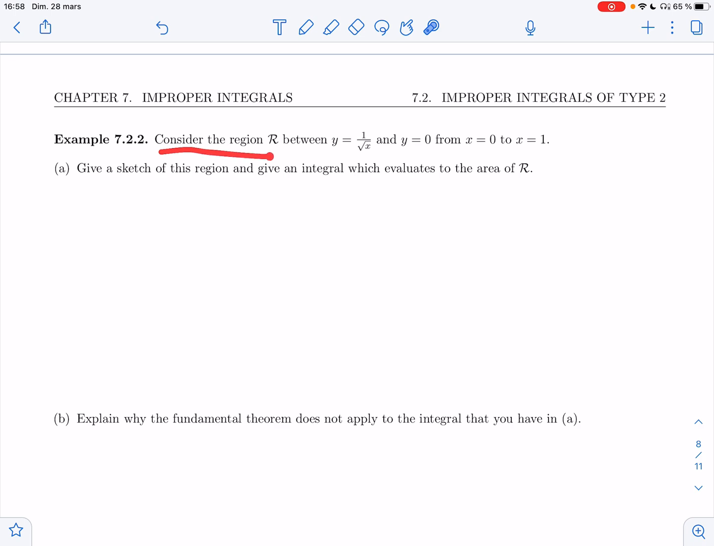So consider the region between y equals 1 over root of x and y equals 0 from x equals 0 to x equals 1. All right, so give a sketch of this region and give an integral which evaluates the area. All right, let's find the intersection points. I have y, which is 1 over root x, should be equal to 0. If I multiply both sides by root of x, I get 1 equals 0. So no intersection.